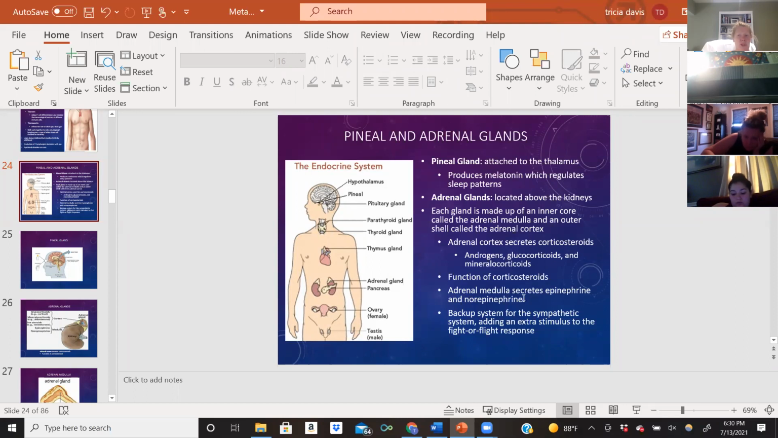And then our adrenal medulla is going to secrete epinephrine and norepinephrine, and it serves as a backup for the sympathetic nervous system. So it gives us that stimulus to either fight or flight.